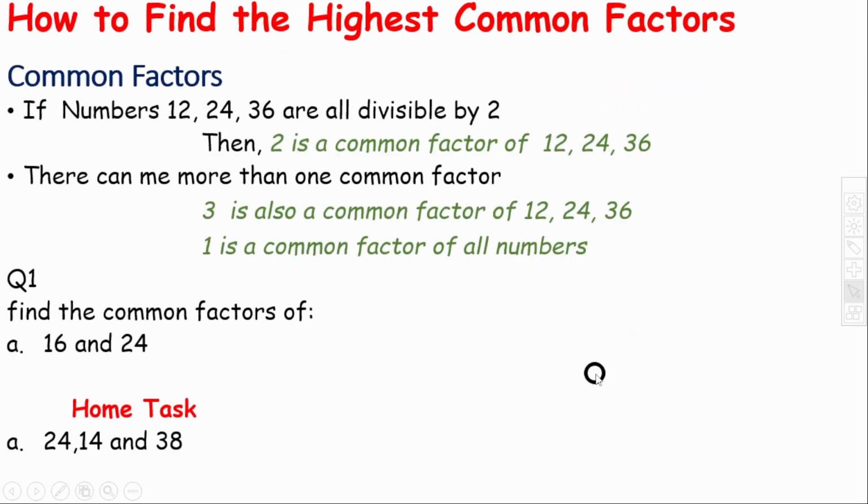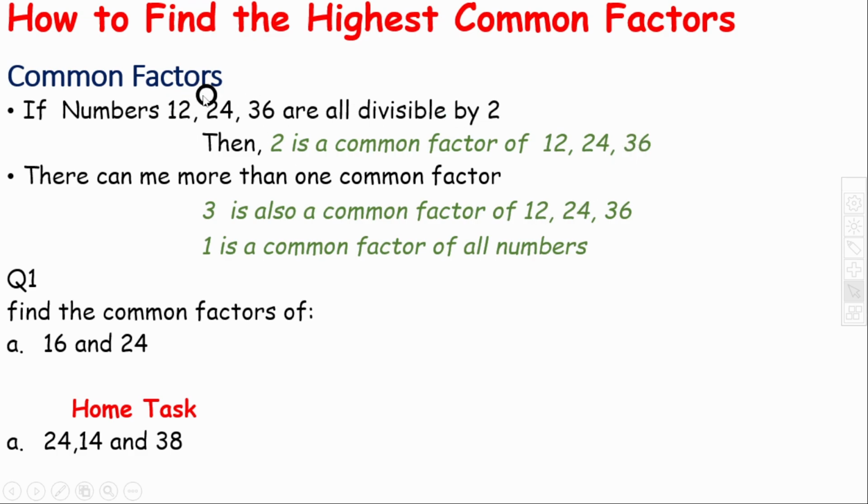Now let's get back to the topic of the day, how to find the highest common factor of a series of numbers. First of all, I would like to explain what common factors are. If numbers 12, 24, and 36 are all divisible by 2 without a remainder, then 2 is a common factor of 12, 24, and 36. This simply means that if 12 is divisible by 2, 24 is divisible by 2, and 36 is divisible by 2, then 2 is a common factor of 12, of 24, and of 36.